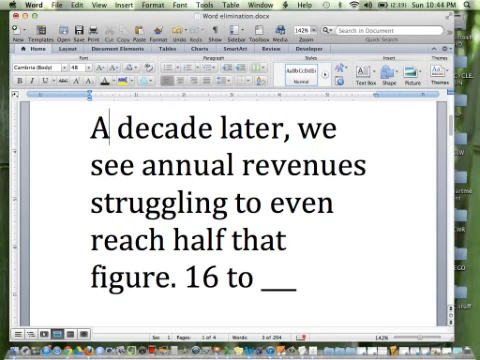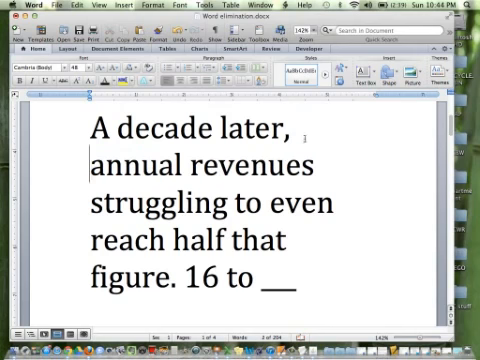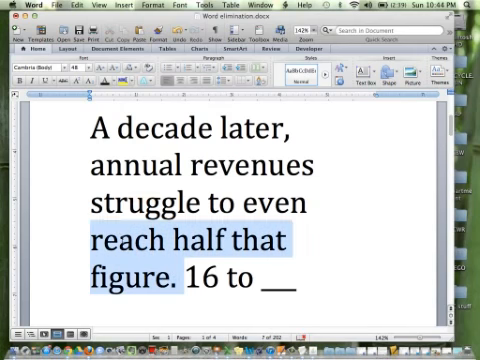But I think the main problem here is that we don't need these words at all. I'm going to get rid of them. "A decade later, annual revenues struggle to even reach half that figure." All right, I'm pretty happy with that one. Let's see how many words that is. That is 12 words. So let's see. That is a pretty significant gain.